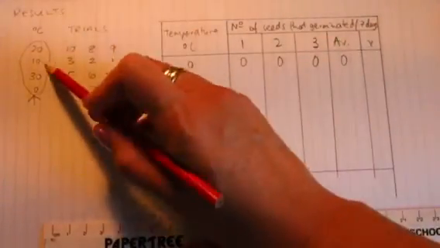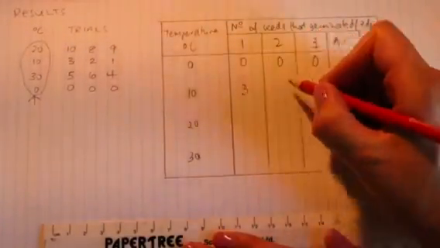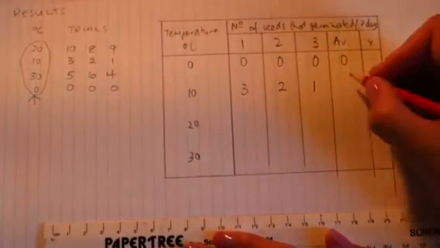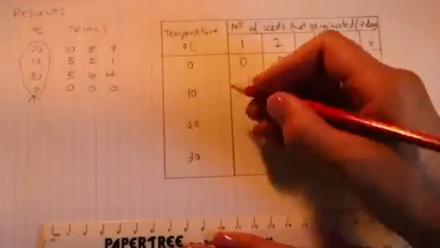At 10 degrees, making sure I'm writing in the right one, 3 germinated, 2 germinated, and only 1 of the 10 germinated in 7 days, so the average there would be 2. At 20 degrees I had 10, 8 and 9, and the average here is 9, and then at 30 degrees I had 5 germinate, 6 germinate and 4 germinate, so the average there is 5. You can check that on your calculator if you need to.